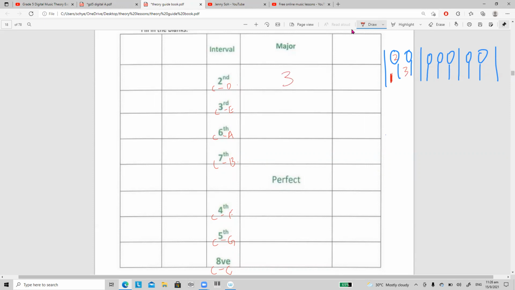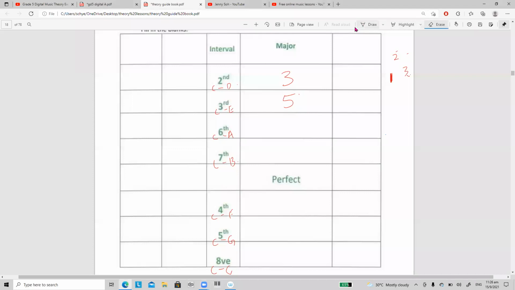C to E is 1, 2, 3, 4, 5. Okay, so it's 5 semitones. So C to A will be here. So 1, 2, 3, 4, 5, 6, 7, 8, 9, 10. So C to A has 10 semitones. Okay, so this one is 10 semitones. If you continue to count the keyboard, 7.